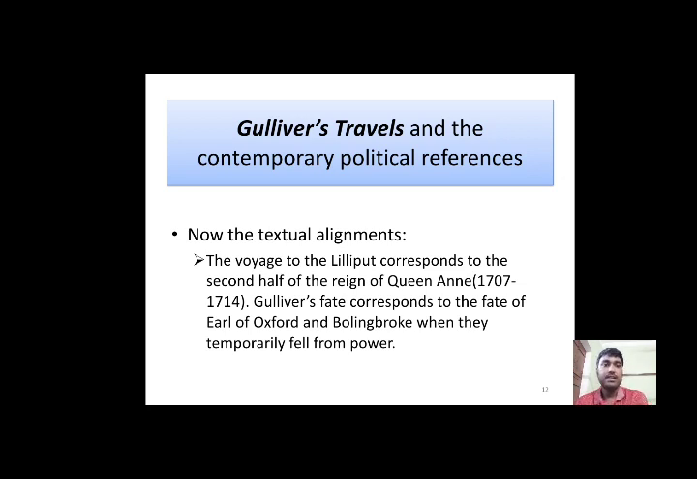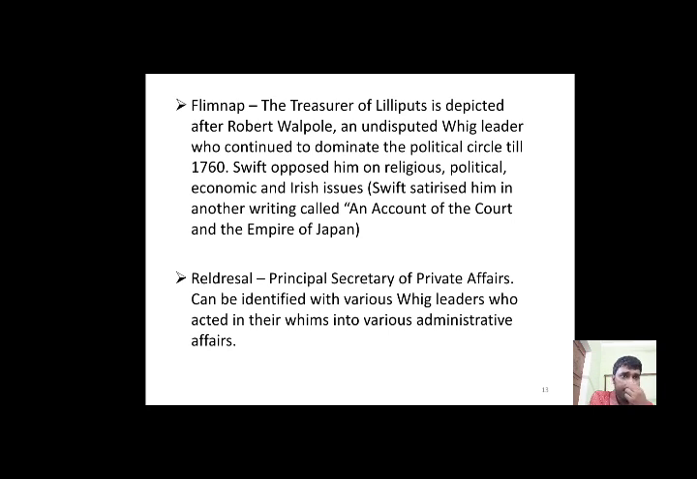So critics and commentators have tried to bring a parallelism between Gulliver's fate and the fates of the Earl of Oxford and Bolingbroke when they temporarily fell from power in 1708. This is a parallelism, as commentators have pointed out. Now, apart from referring to some situations, the novel also refers to some individuals.